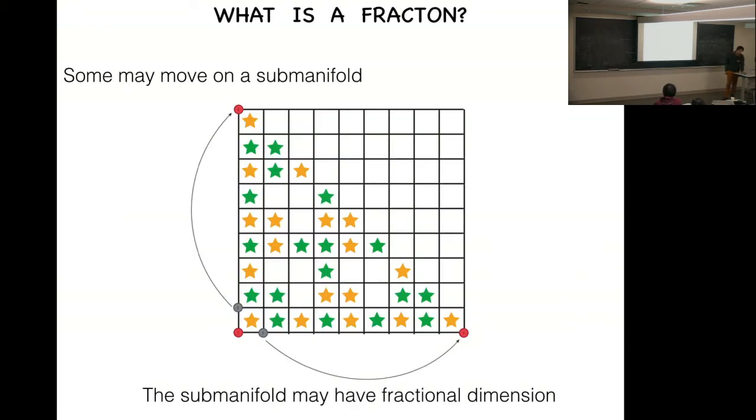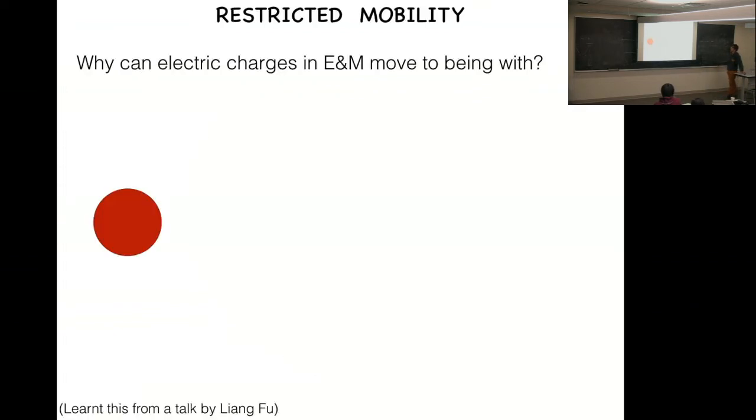Sometimes an even more bizarre thing happens. Quasi-particles can only move together simultaneously, and when they move, their trajectory is a submanifold of a fractional dimension. This is a picture that, if you keep repeating it, will turn into a Sierpinski triangle. This is also colored. To understand why sometimes particles cannot move, let's talk about something completely trivial and understand why other particles can move. I learned this from a talk by Liang Fu, and I'll just repeat what he said a couple of years ago.